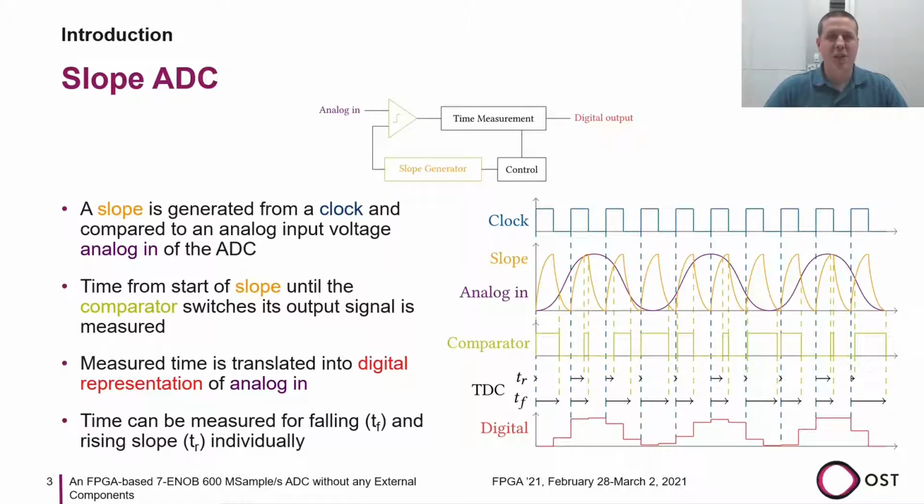A time measurement block then measures the time from the beginning of the slope until the output of the comparator changes. As there is always a rising and a falling slope, the comparator switches twice its output signal, which results in two time measurements. If it is known what the slope looks like, it is then possible to translate the measured times into digital representation of the analog input voltage.